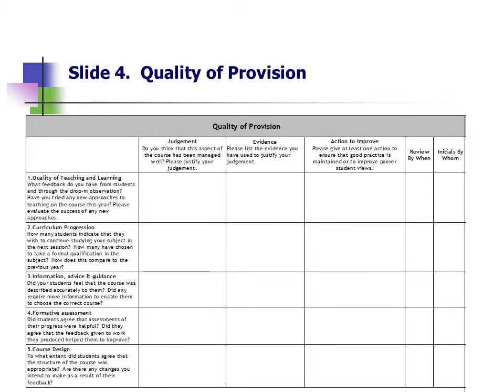Now let's have a look at section 2 on the quality of provision. You'll notice that the format is exactly the same, but the questions are different. Again, you need to make a judgment of inadequate, requires improvement, good and outstanding, and a reason why. There's a column for 3 pieces of evidence, which you'll find in your data packs, and a column for actions to improve. But remember your SMART action.